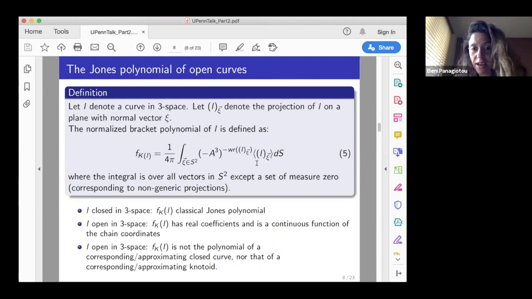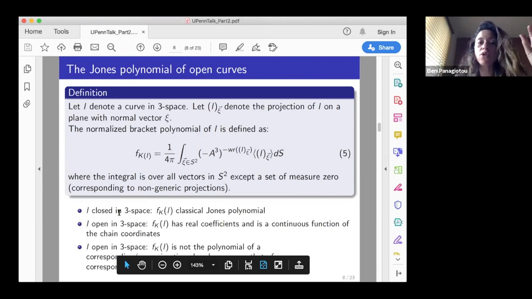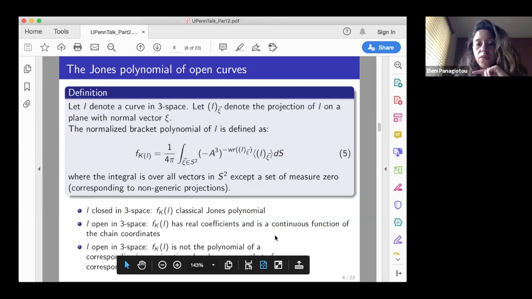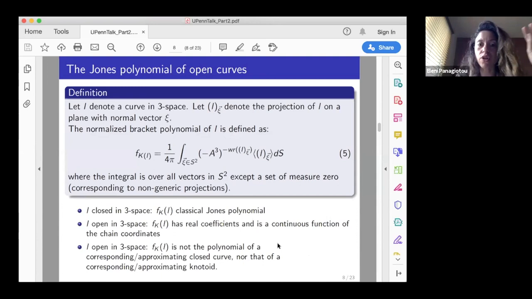It has many nice properties. If the curve is closed in three space, it gives us, first of all, the classical Jones polynomial. If it is an open curve in three space, now you get a polynomial that has real coefficients instead of integer coefficients, if you remember the Jones polynomial. And those coefficients are continuous functions of the chain coordinates. Moreover, this polynomial is just the polynomial of the open curve. It is not the polynomial of any associated knot or any associated knotoid. It is just associated with the open curve in three space.